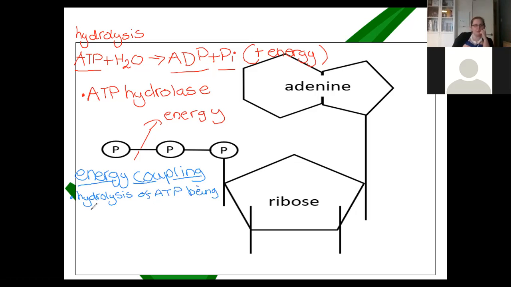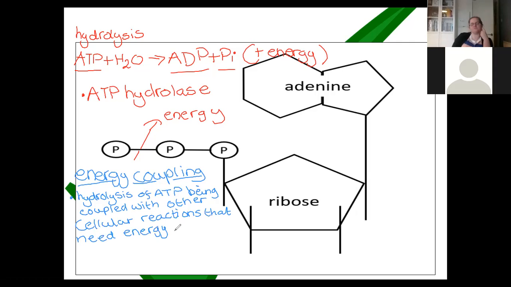So energy coupling is hydrolysis of ATP being coupled with other cellular reactions that need energy. The example I'm going to give you, you don't need to know in lots of detail now. It's something that, again, will come up later on. But I'm just going to draw it over here, actually.